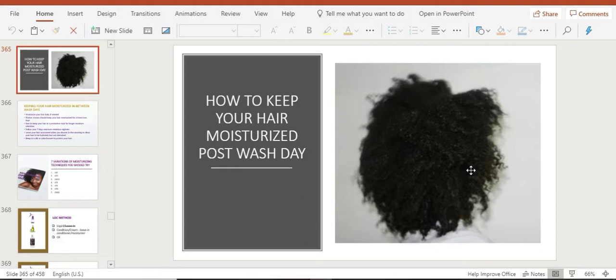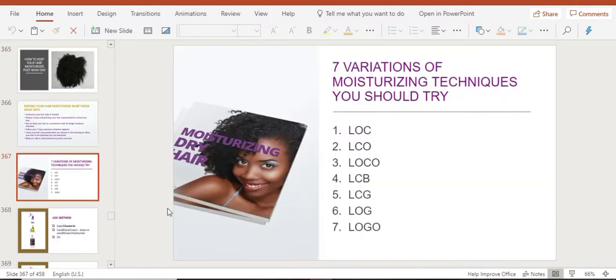Like, what's going on? So in this lesson I'm going to be sharing some practical tips on how to moisturize your hair to ensure that your hair can retain moisture longer. So now I want to talk about variations of moisturizing techniques. So we covered 8 variations of wash days. I'm sure there are more out there. And now I want to talk about 7 types of moisturizing techniques. And again, there might be way more out there as well.